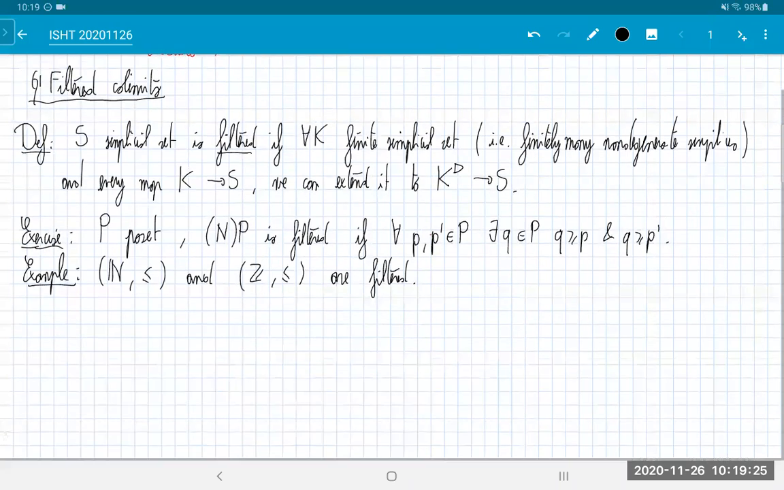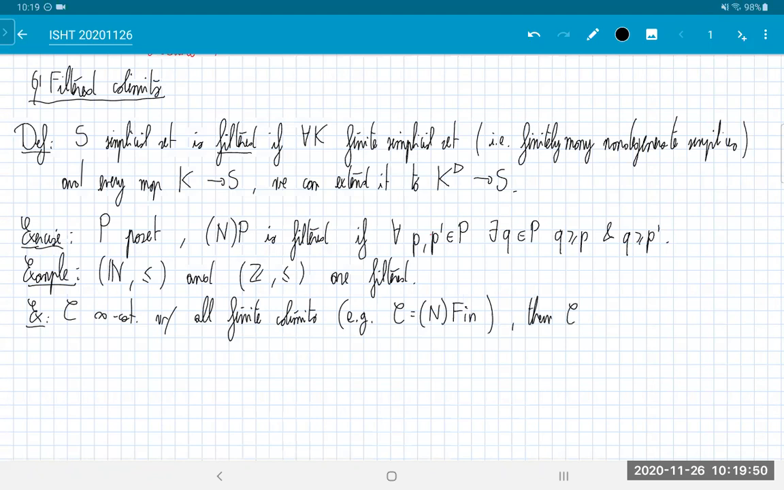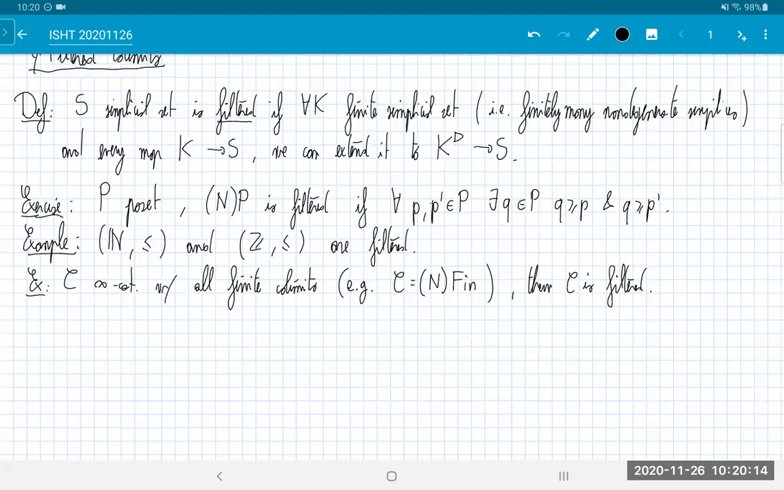But the classical example is that if C is an infinity category with all finite colimits, for example the nerve, again in parentheses, of finite sets, then C is filtered. That's the other example that sometimes shows up, although I don't think we're ever going to use it. You can actually give more exotic examples if you want, but I don't remember them off the top of my head and they're not that important. And a filtered colimit is just a colimit parameterized by such a filtered simplicial set.